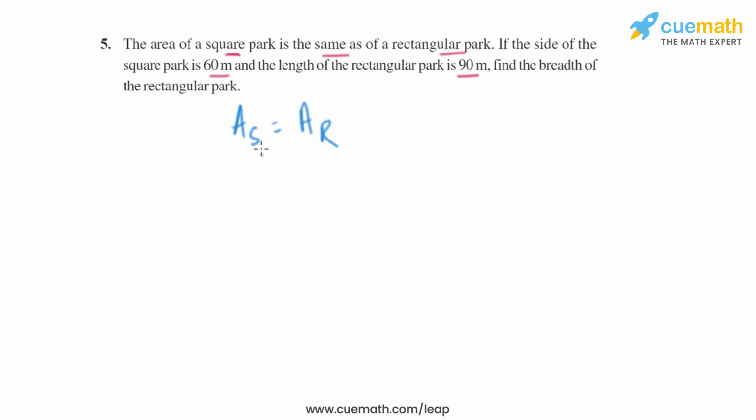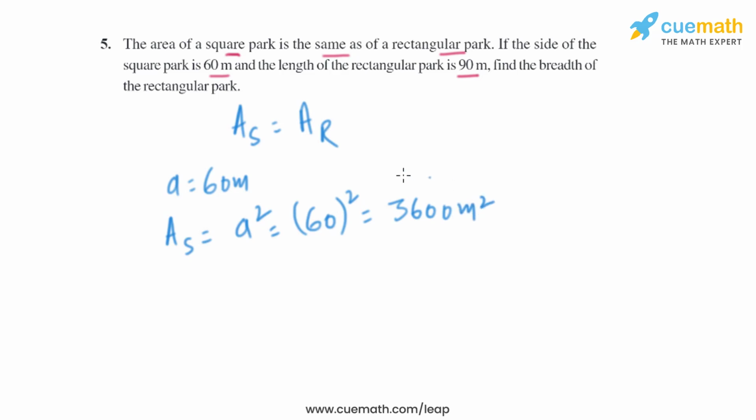So let's say AS is the area of the square park and AR is the area of the rectangular park. We know that the side of the square park is given, that is 60 meter, so A equals 60 meter. Now to find the area of a square park, it's basically A square, or side square. That will be 60 square, which is 3600 square meter. That will be the area of the square park.